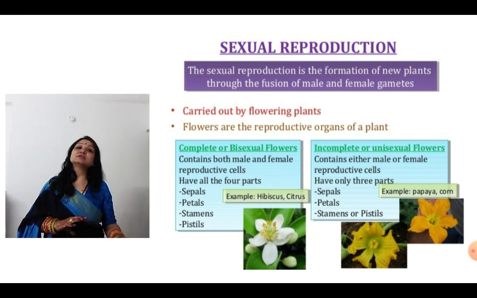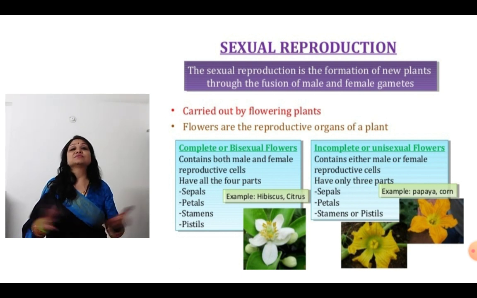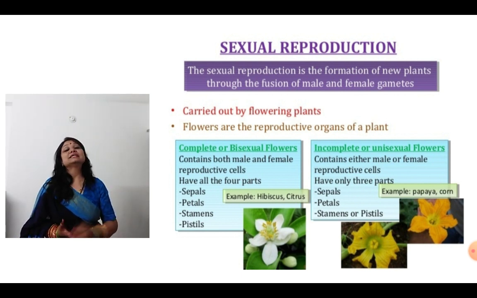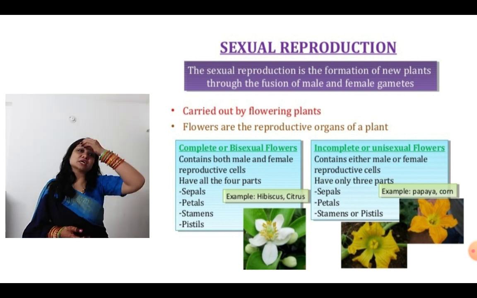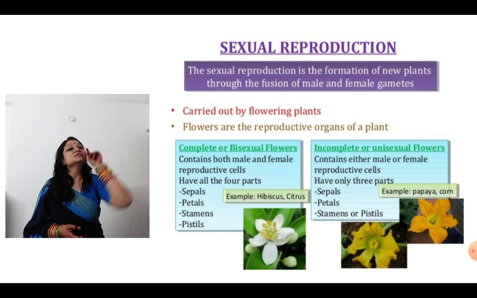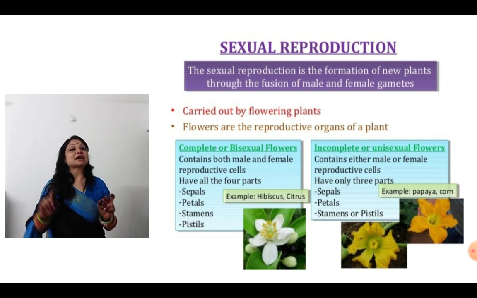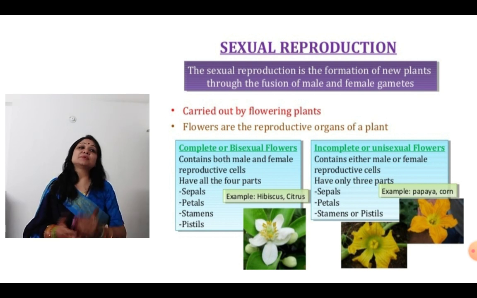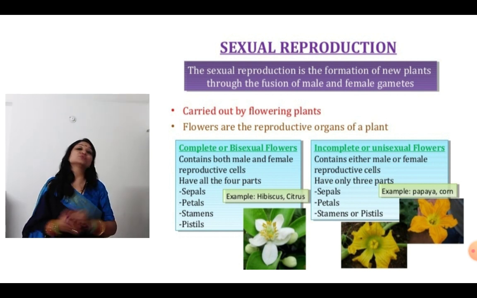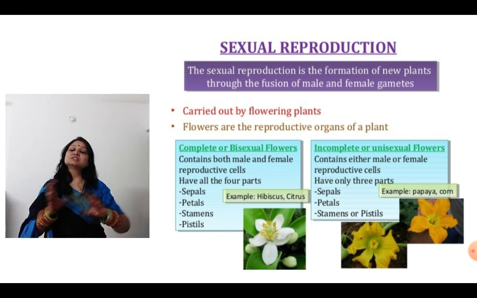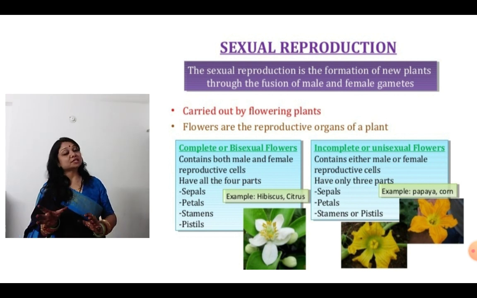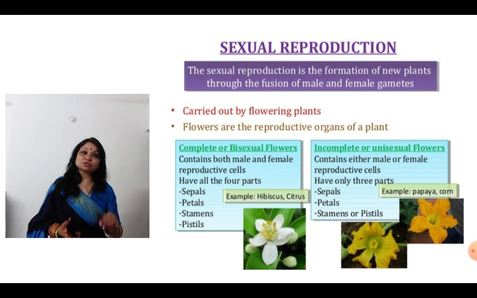Now on the other hand, a unisexual flower means it has either male or female reproductive cells. They have only three parts: sepals, petals, and stamens or pistil. As we know, stamen is the male part and pistil is the female part. So these flowers will have either stamen or pistil. Got it, students? Examples are papaya, corn, and there are many others. You can explore yourself, right? So this was the difference between bisexual and unisexual flowers. Just keep it in your mind.